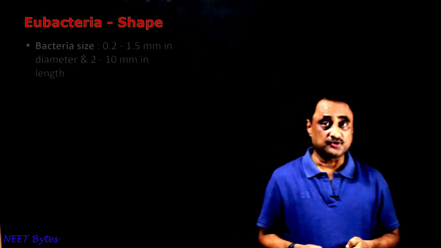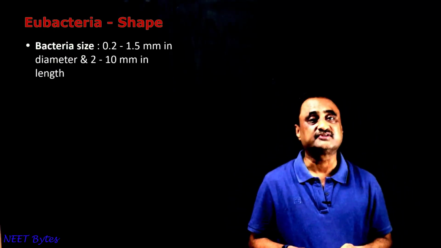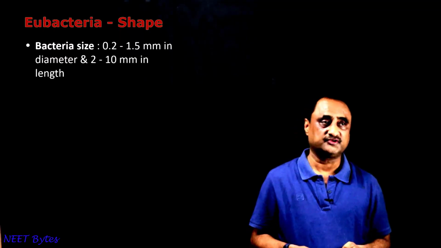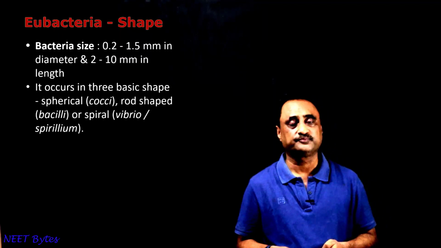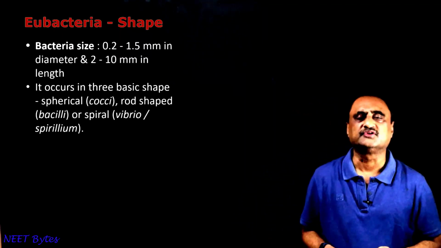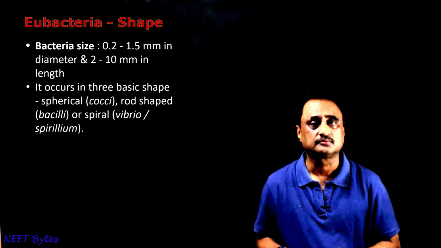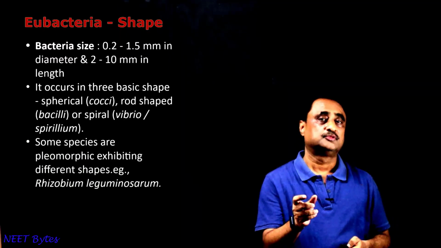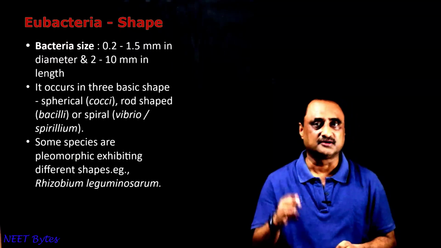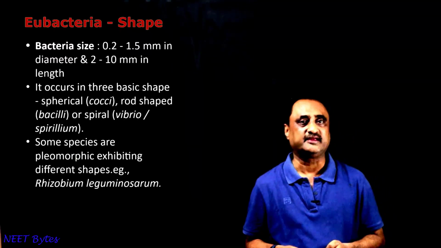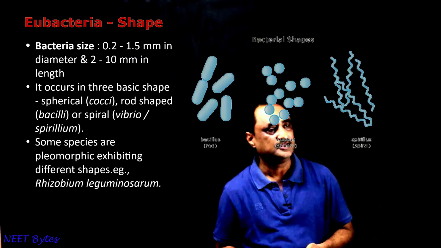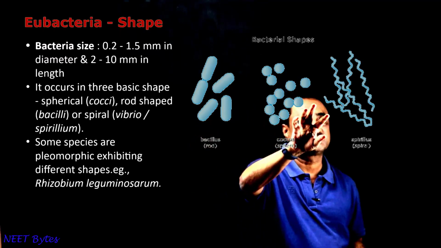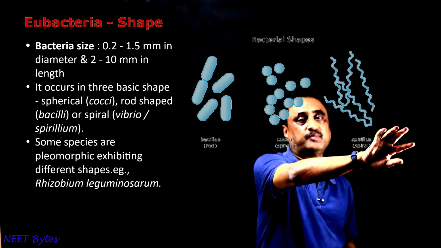Now let's talk about their shape. The bacterial size in general varies from 0.2 to 1.5 micrometer in diameter and 2 to 10 micrometer in length. Primarily, they occur in three shapes: the coccus, the rod shape called bacillus, and the spiral or comma shape, the vibrio. Have a look at this diagram. You can see this is a bacillus, this is a coccus, and this is a spiral.